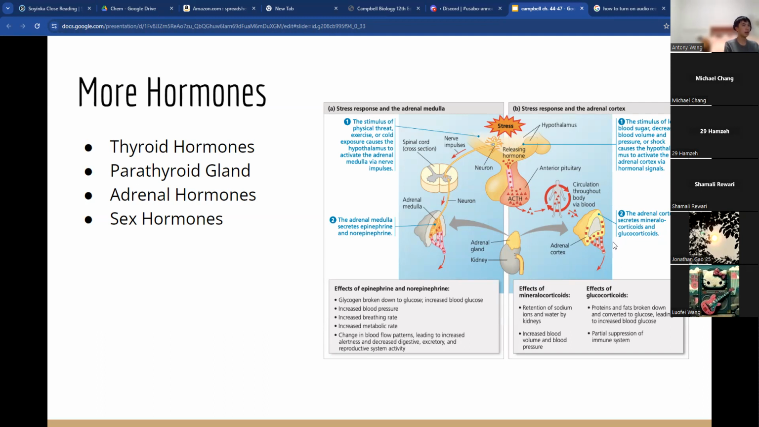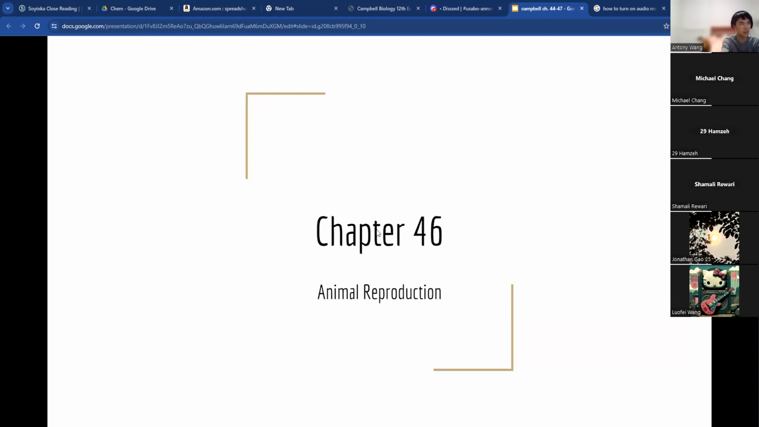Yeah. Now, also the cortex does produce a little bit of sex hormones. So some aldosterone, some androgens, estradiol. And the sex hormones are mainly produced in the reproductive organs, like testes, ovaries. They lead to the secondary sexual characteristics and sexual dimorphism. Okay, now let's move to animal reproduction.